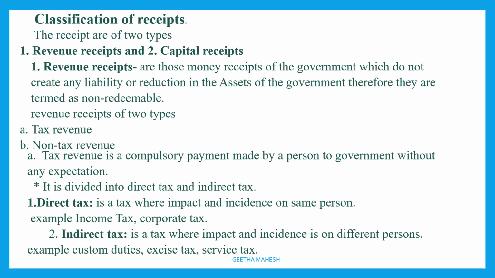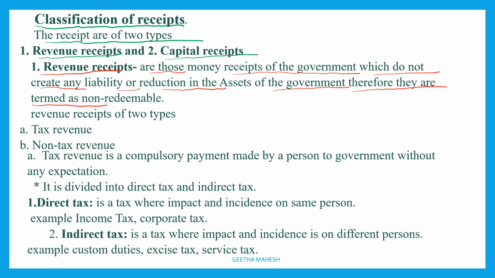One more most important 6-mark question is classification of receipts. Dear students, here you can see receipts are of two types. One is revenue receipts, another one is capital receipts. What is revenue receipts? Revenue receipts are those money receipts of the government which do not create any liability or reduction in the assets of the government. Therefore, they are termed as non-redeemable.